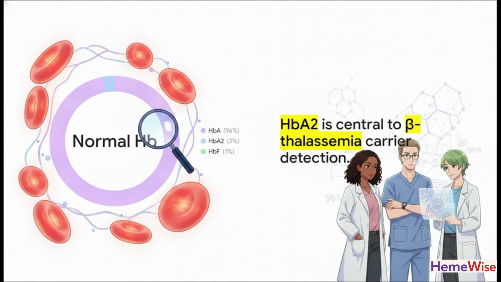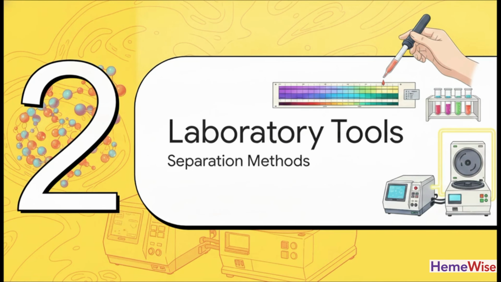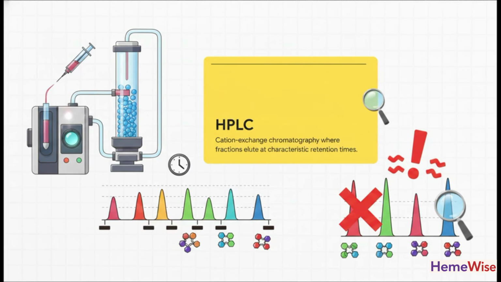It is tiny. Section 2. Tools of the laboratory. Now that we know what normal looks like, let's check out the tools of our trade and see how we separate these tightly packed molecules. Our first major tool is high-performance liquid chromatography, specifically cation exchange HPLC. Basically, we inject our hemoglobin sample into a column packed with a charged stationary phase. As we tweak the buffer gradient, different hemoglobin molecules release and drop out, or elute, at characteristic times. We call this their retention time.